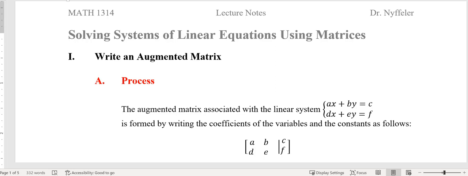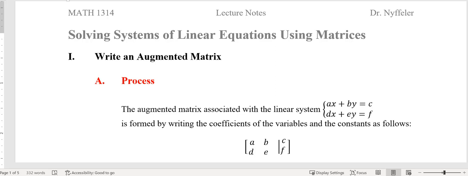Welcome back. We are going to talk about solving systems of linear equations using matrices. In an earlier section we talked about how to solve systems using the graphing method, the substitution method, or the addition method, which some books call the elimination method. So those were three ways. Now we're going to talk about how to do it using what are called matrices.